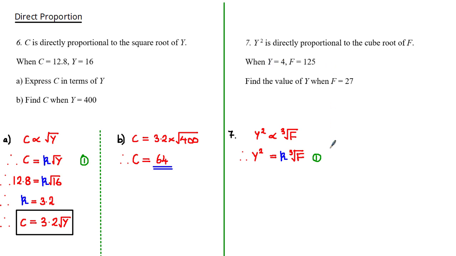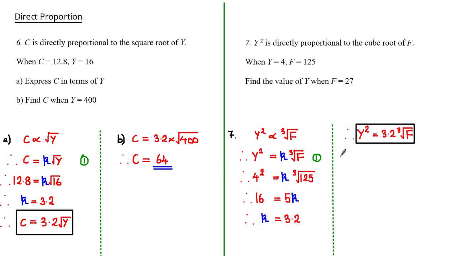Now subbing these values into equation 1, we get that 4 squared is equal to k times the cube root of 125. Evaluating these values, 4 squared is equal to 16, and the cube root of 125 is equal to 5, and therefore 16 is equal to 5k. And dividing both sides of the equation by 5, we get that k is equal to 3.2. Now in order to find the general formula linking the variables, we need to sub this value of k back into equation 1 to get the general formula: y squared is equal to 3.2 times the cube root of f.